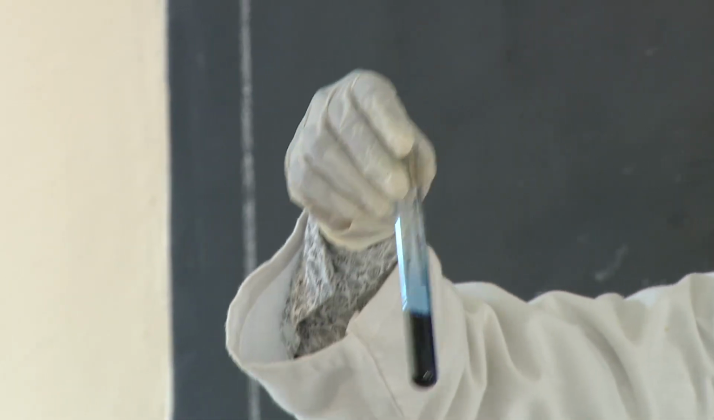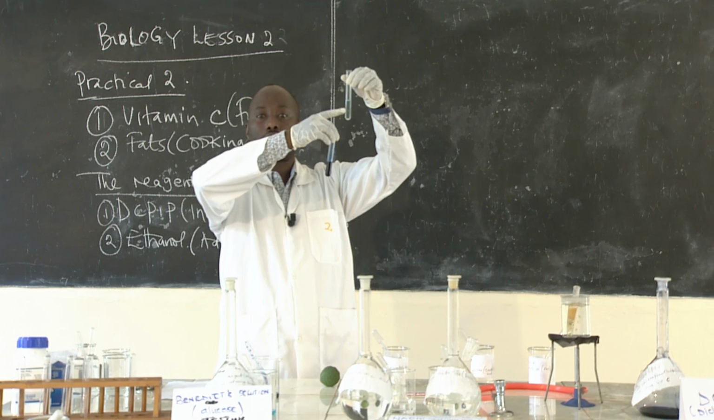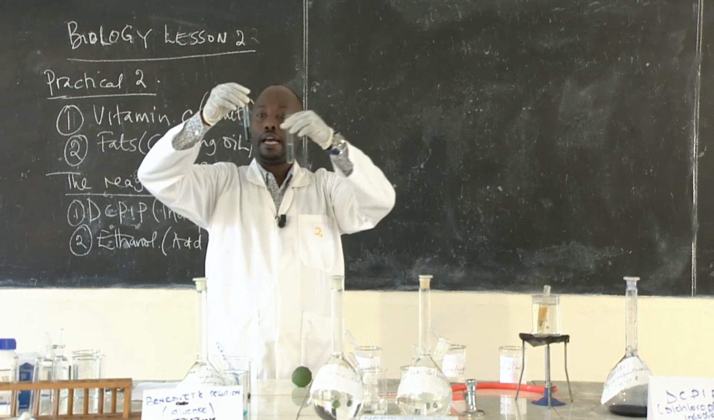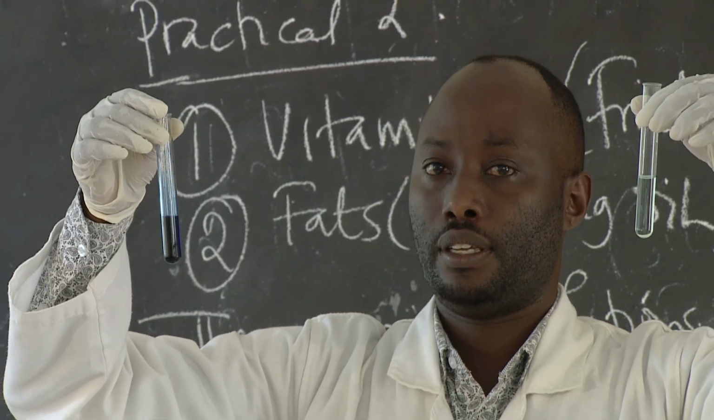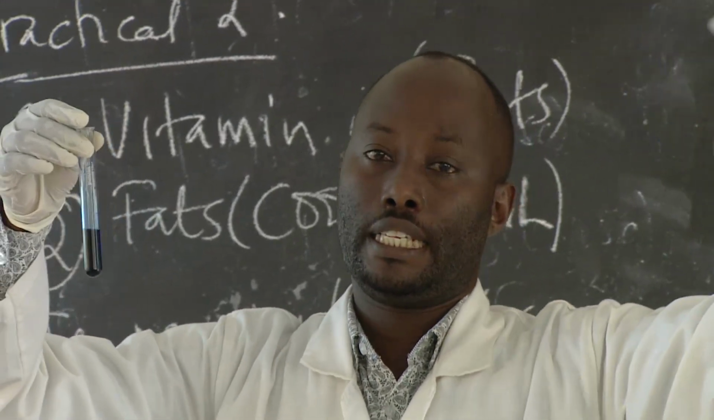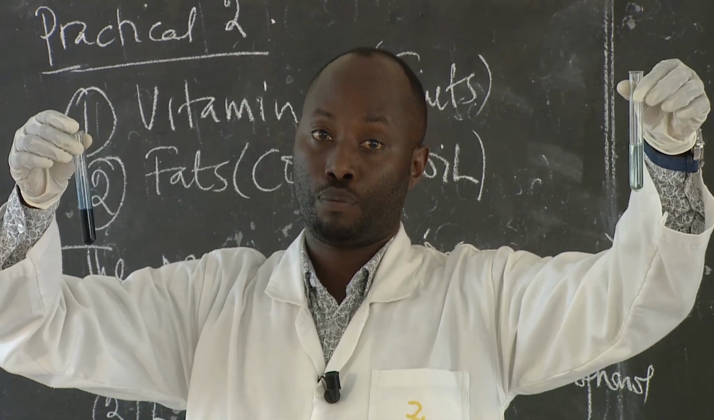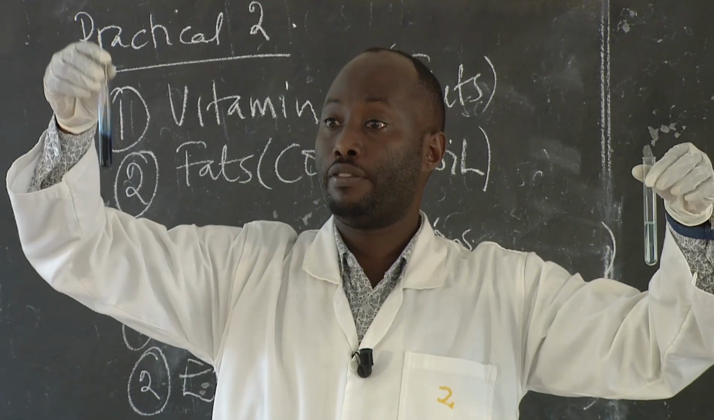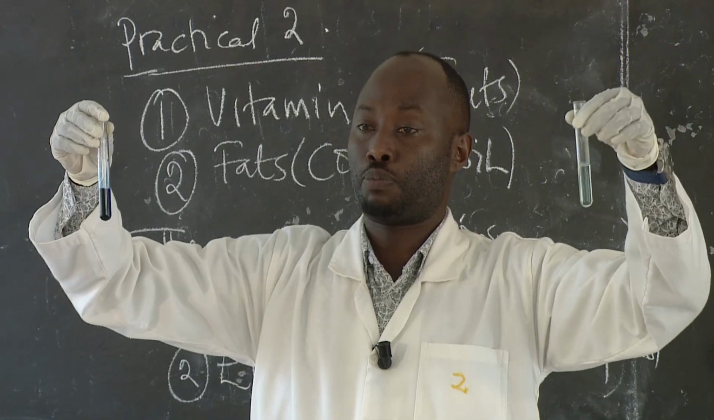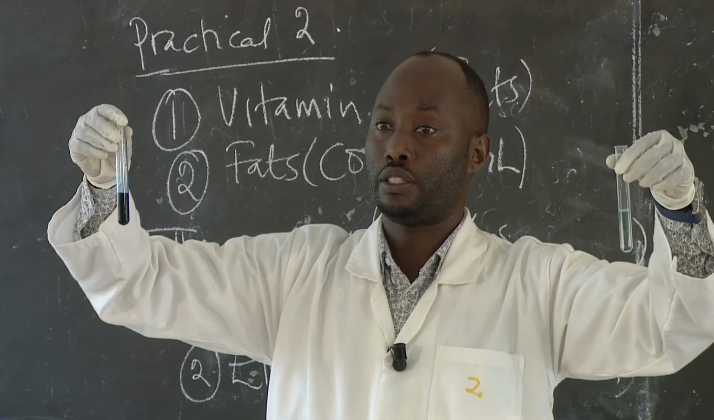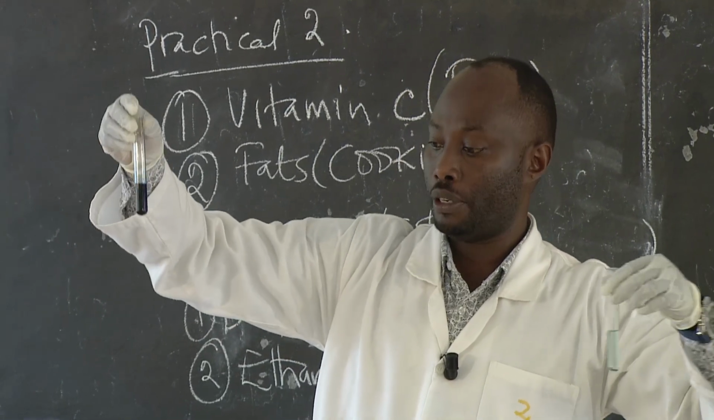If the color persists, I have to compare the two solutions that I have. Here I added DCPIP. Here I added water. So I'm comparing the two test tubes that I'm holding in my hands. This one on the left-hand side, the solution contains vitamin C. So this one does not contain vitamin C, so it tests negative. That one tests positive, indicating the solution contains vitamin C. This one tests negative, meaning there is absence of vitamin C.